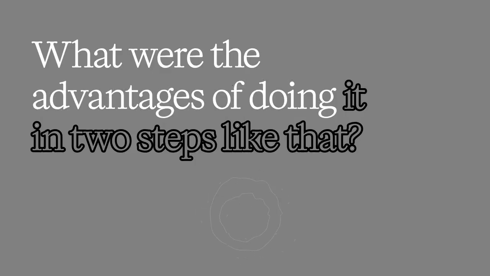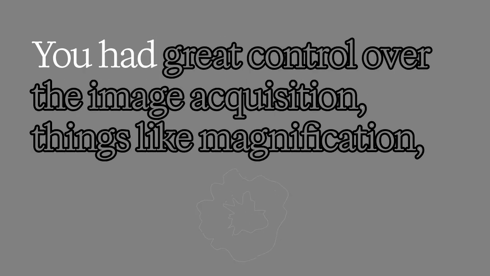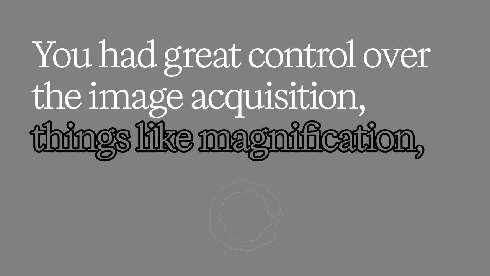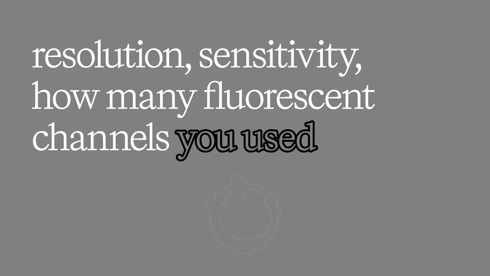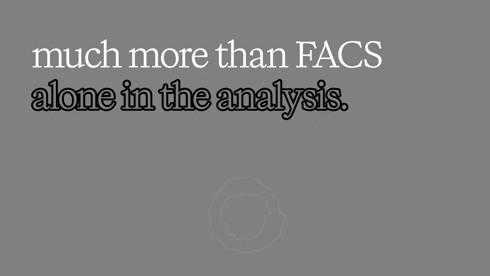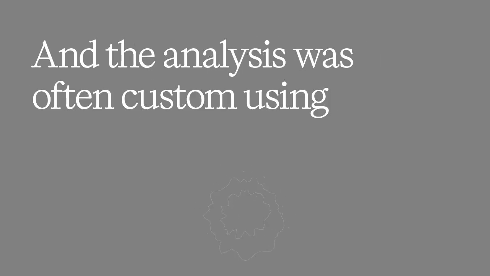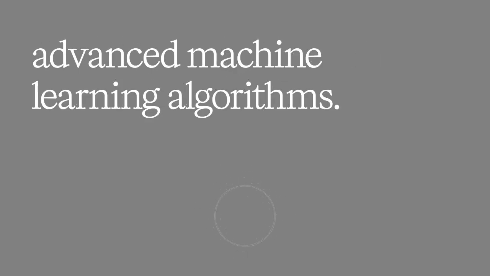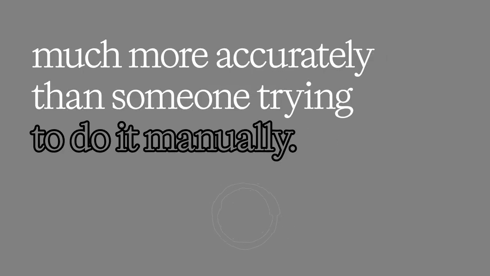What were the advantages of doing it in two steps like that? The main advantage was indeed flexibility. You had great control over the image acquisition, things like magnification, resolution, sensitivity, how many fluorescent channels you used, much more than FACS alone. And the analysis. And the analysis was often custom, using advanced machine learning algorithms. These could discriminate really complex phenotypes much more accurately than someone trying to do it manually.